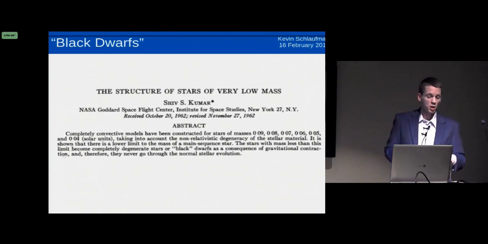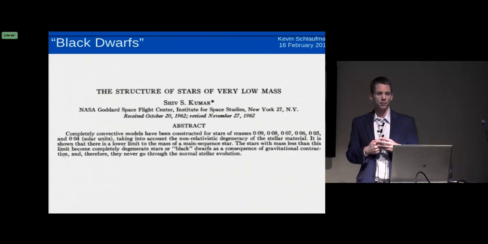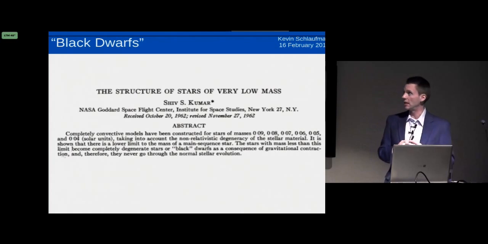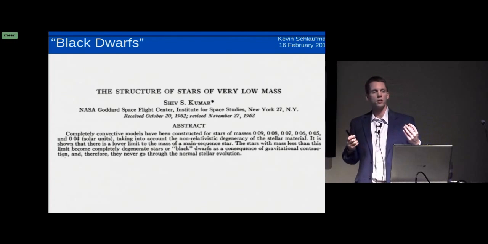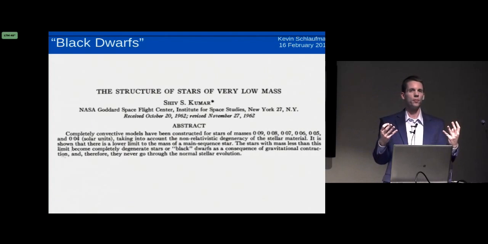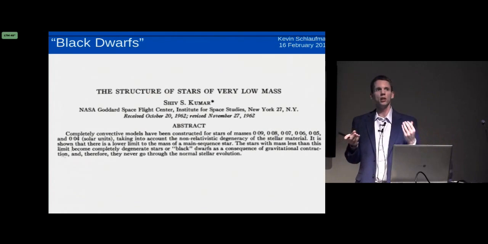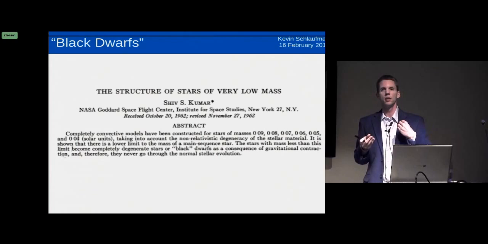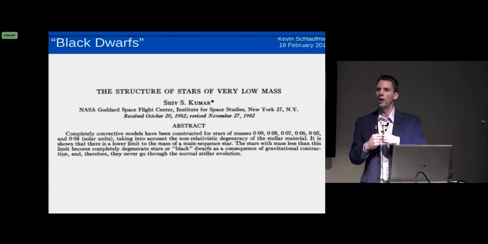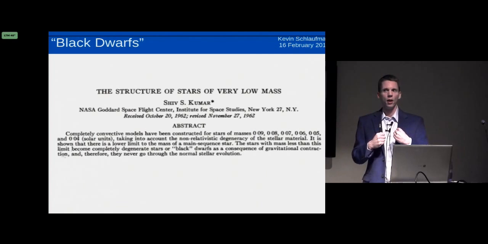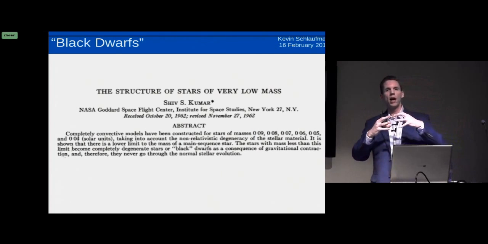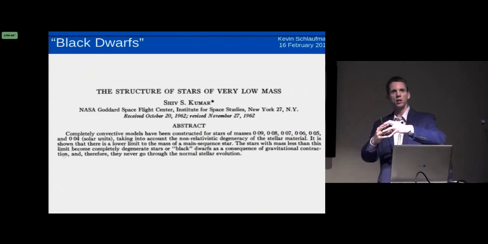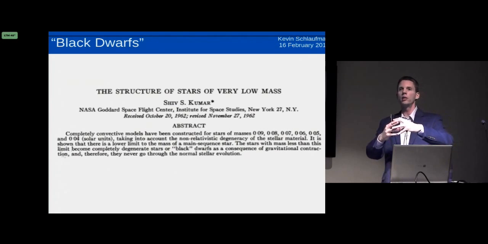In fact, such objects had been theoretically predicted, at least as of 1962. That is, if you had an object that was forming in the same way that stars form, except it was sufficiently low in mass that its interior would never get hot enough for hydrogen to be fused into helium, then that thing would never glow like a star. It would form, it would have some of the gravitational energy of its formation, and then it would just slowly radiate that energy away.